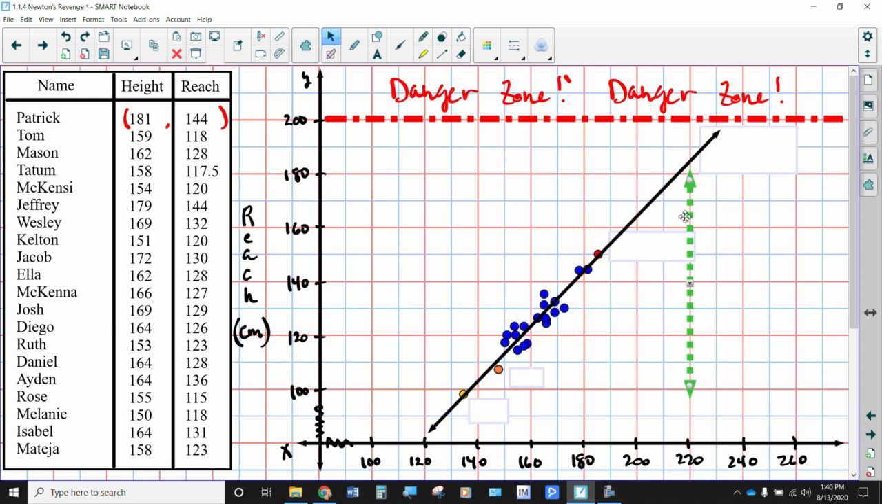So we want to be able to make our graph scaled properly so we can see everything spread out. We want to determine whether or not it's necessary to have any of these points that are below 100. In this case, it wasn't. And we also want to have it so that we can get to the tallest people and include 200 centimeters on our y-axis, because that's like the danger zone, right?